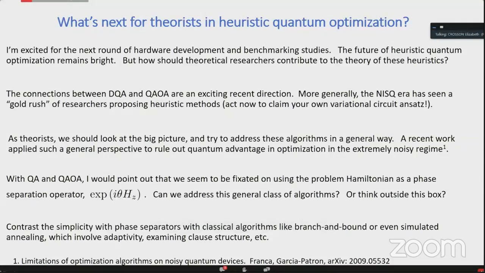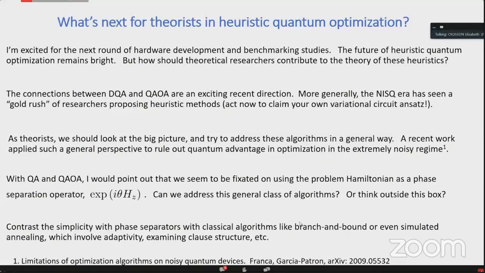Something I just want to point out is that in this community, we seem to be fixated on using the problem Hamiltonian as a phase separation operator, right? And so maybe that's the right general class of algorithms to address, or maybe we should start thinking outside of that box. In the context of quantum annealing, if you trotterize the evolution, you're really just inserting the problem Hamiltonian through this phase separation operator. In a way, this is a really simple idea. It's almost the simplest way you could think of plugging the cost function into your quantum algorithm.